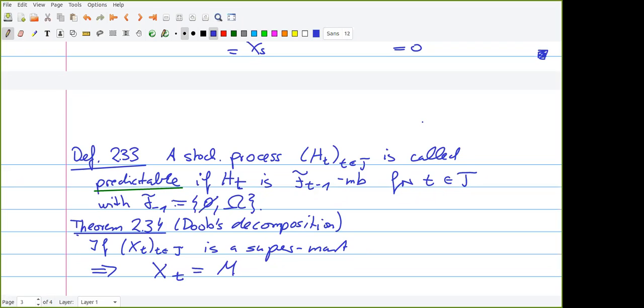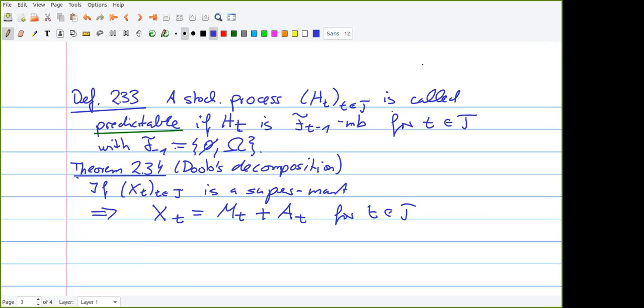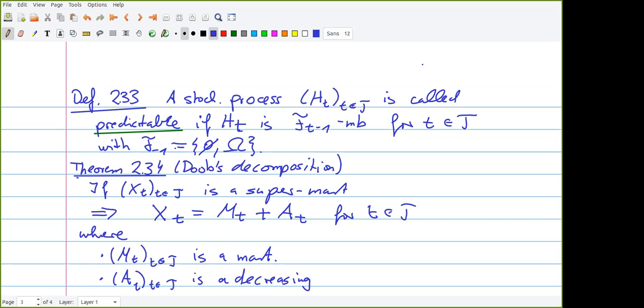Then X_t is equal to a martingale M plus a predictable process A, which is non-decreasing, and it's decreasing. This holds for all t, where we have two things. So first, we need to say what M is. So M is a martingale, and A is a decreasing predictable process which starts at 0. Right, this is just a normalization we want to take.